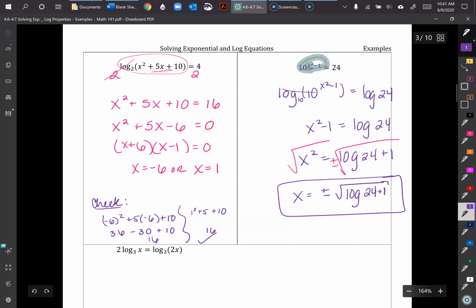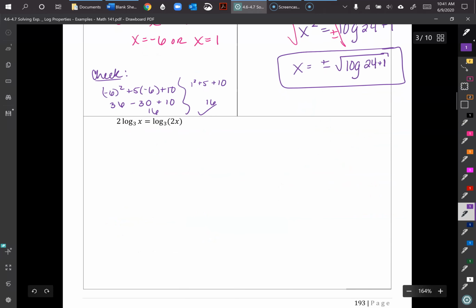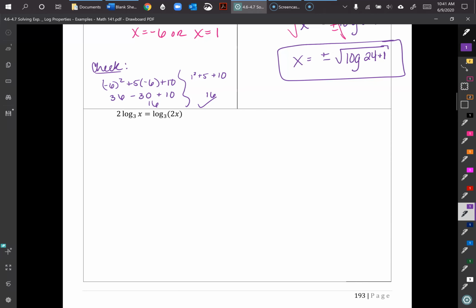All right, so that is almost the last one. Here's the last one. We have 2 log base 3 of x equals log base 3 of 2x. So we're not quite there because we don't quite have a match. So we can't just say, let's exponentiate right off the bat. We have to have a clear log ready. It has to be simplified first.